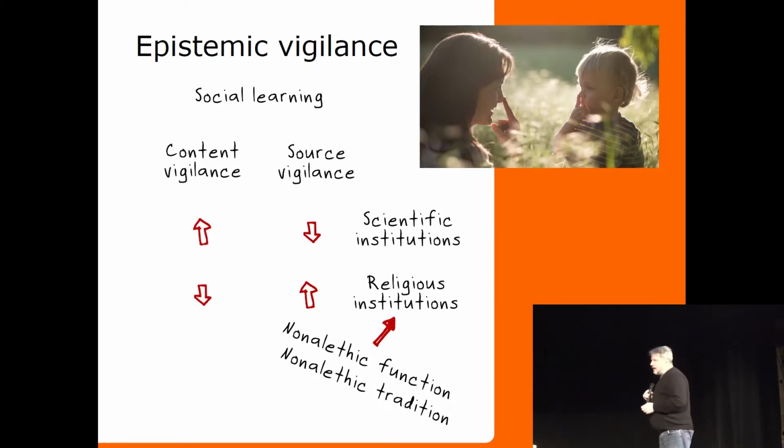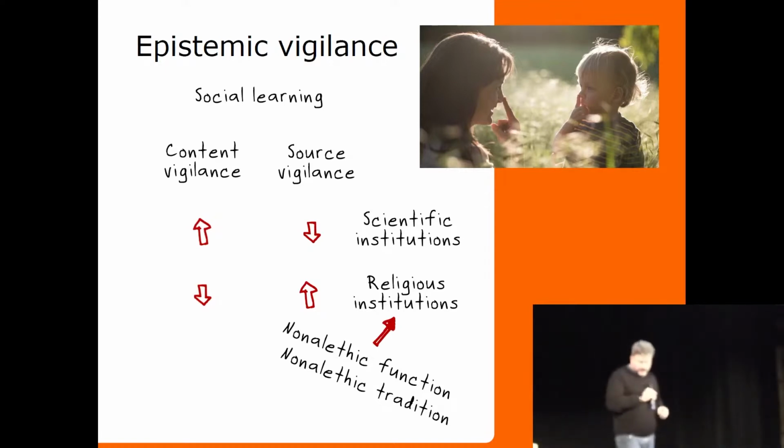Right? So the term is that religious beliefs have non-analytic function, and if you have a focus on source vigilance, you in fact have the possibility of having a belief tradition which is non-analytic. It's not tied to the truth of those beliefs, because you get it passed on from one social authority to the next social authority. Okay? So that's the third kind of model we're looking at.